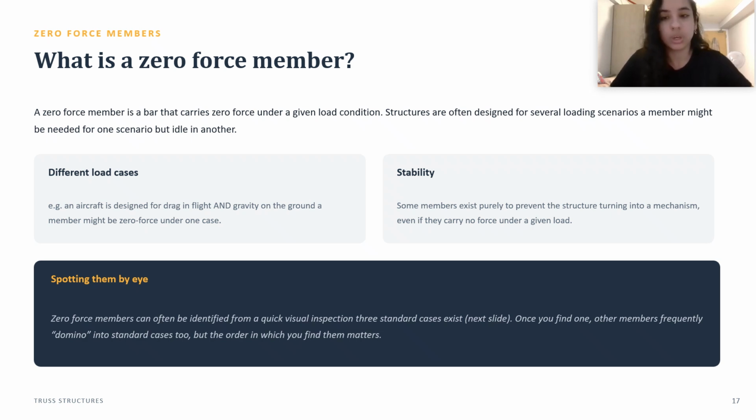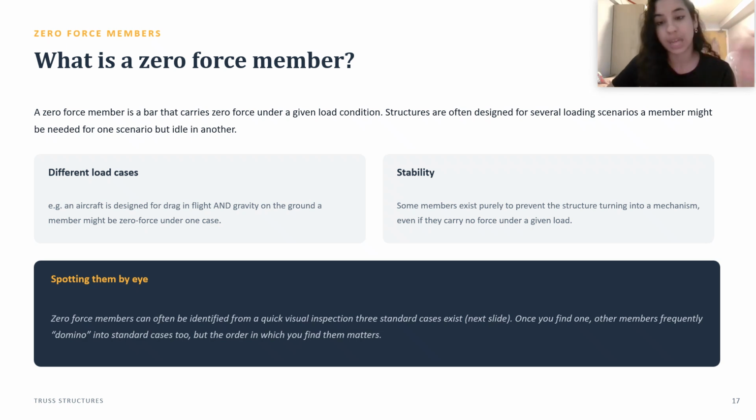So what is a zero force member in the first case? It is a bar that literally carries 0 force under any given load. Whatever you put the load, it is 0 force. You will ask then, what's the point of that member if it has 0 force? It could be 2 reasons. Either because we can have different loads at different times, like an aircraft. A member, for example, could be 0 force when it is going onto the ground because of gravity.